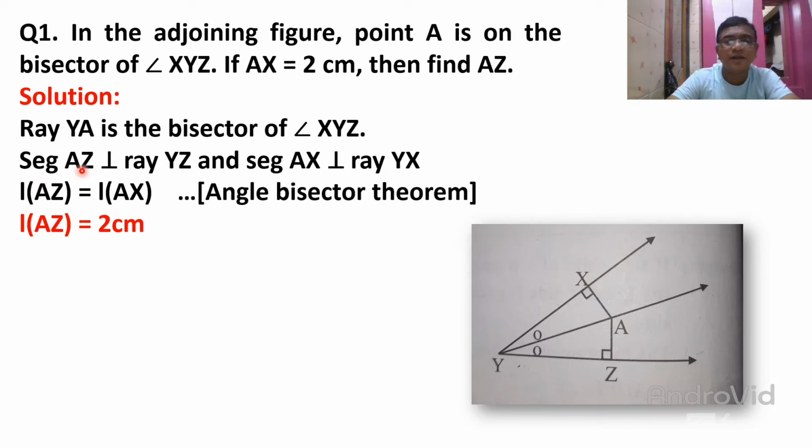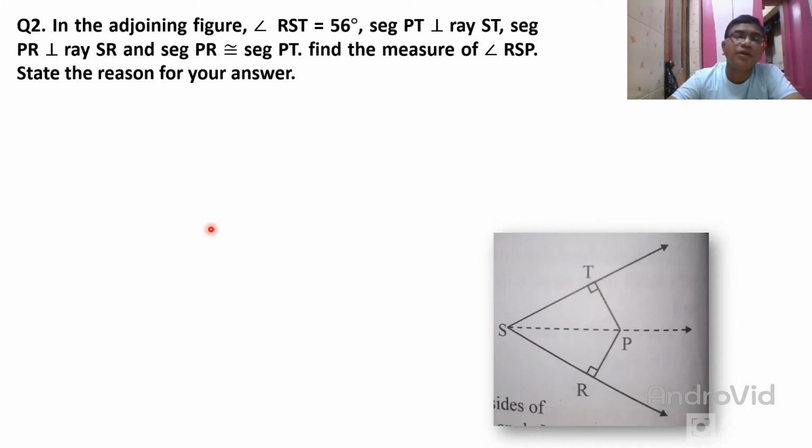So here we write: ray YA is the bisector of angle XYZ. We see this angle Y is bisected by YA into two equal parts. Then AZ is perpendicular on YZ and AX is perpendicular on YX. So the length of AZ is equal to the length of AX, by the angle bisector theorem. So the length of AZ is how many? 2 centimeters. Then the second one: in the adjoining figure, angle RST is equal to 56 degrees.